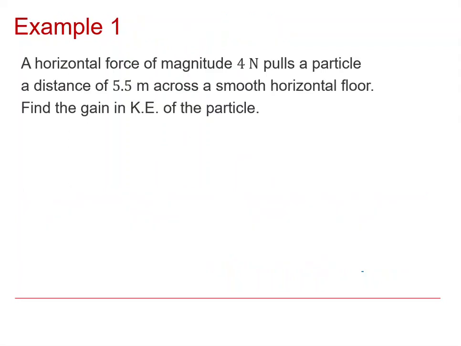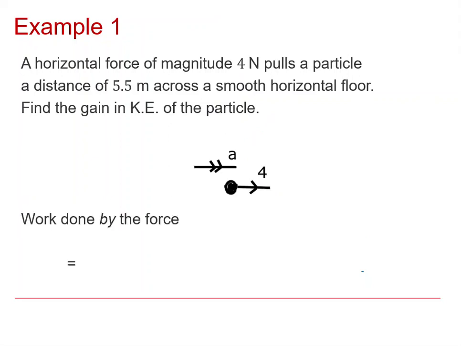Let's look at a simple case then now. We've got a force pulling a particle a distance of 5.5 meters across a smooth horizontal floor. The question says find the gain in kinetic energy. An interesting question because the question doesn't give us the mass of the particle. Presumably we can find it without knowing that. Well, we can if we use the work energy principle, because the work done by the force will give us the change in kinetic energy.